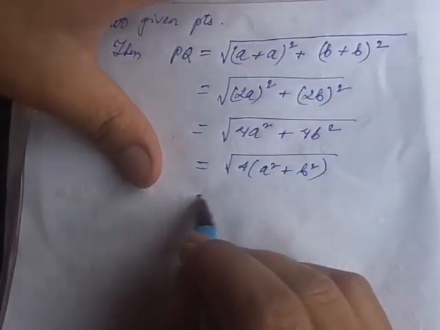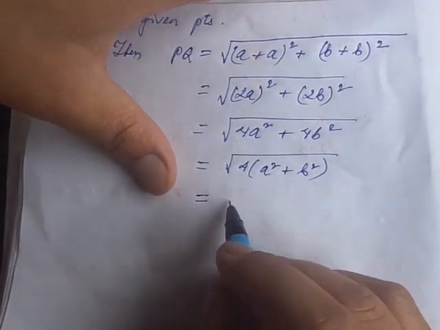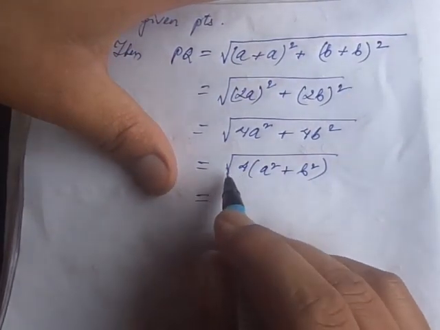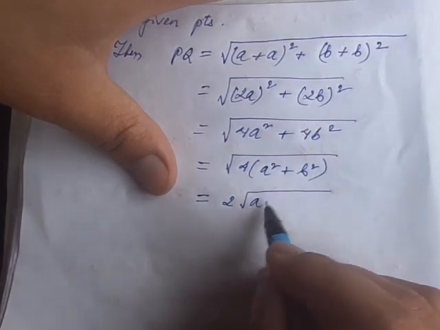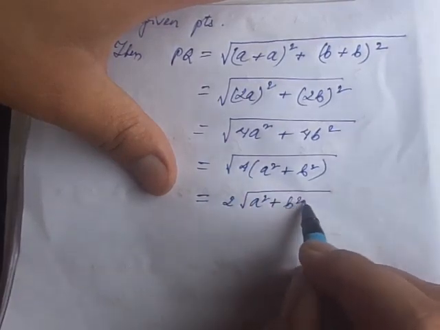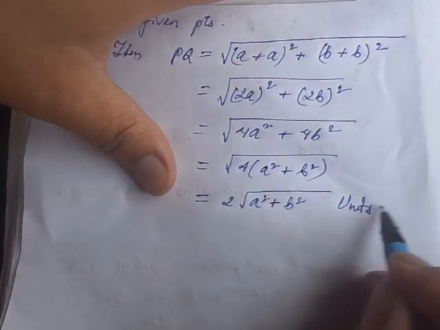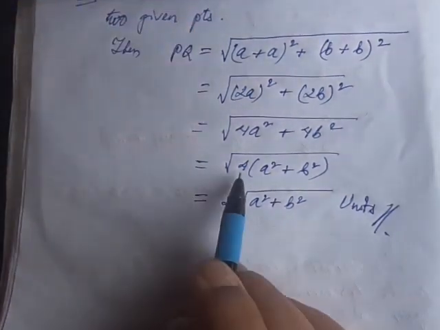Then the square root of 4. 4 is the square of 2, so we can say root 4 is equal to 2. So we can say 2 is the root over A square plus B square. So the unit is like this. So the square root of 4 is here 2.